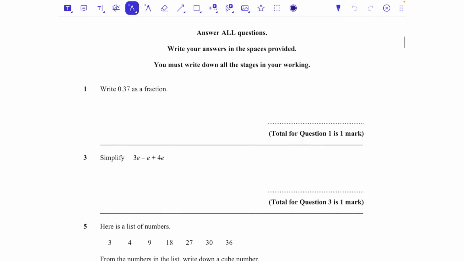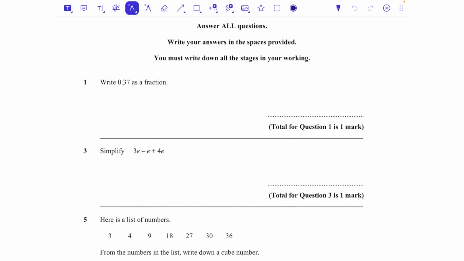Okay, question number 1, write 0.37 as a fraction. So to write this as a fraction, we want to say this is the digits 37 divided by 100 because it's been moved 2 places to the right. 37 hundredths, 37 divided by 100 is 0.37. So we can't simplify it, and even if we could, we wouldn't need to. It's only a 1 mark question. 37 over 100 is your answer.